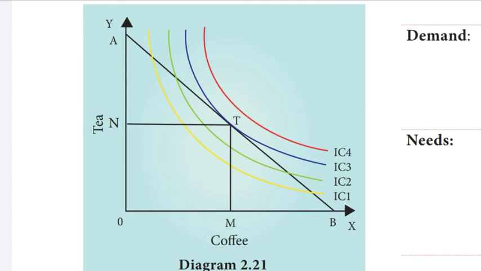T is the point of equilibrium as budget line AB is tangent to indifference curve IC3. The upper IC, or indifference curve, implies a maximum possible level of satisfaction. At the equilibrium point, the slope of the indifference curve refers to MRS XY, that is, marginal rate of substitution for X and Y commodities, and the slope of the budget line, or PL, refers to the ratio of price of X to price of Y, that is PX by PY. Therefore, marginal rate of substitution for X and Y commodities is equal to price of X commodity divided by price of Y commodity.